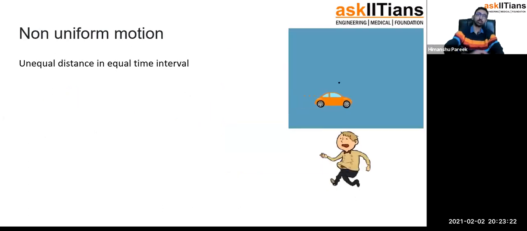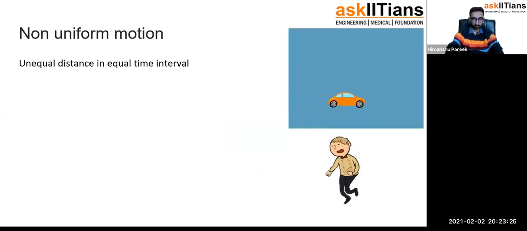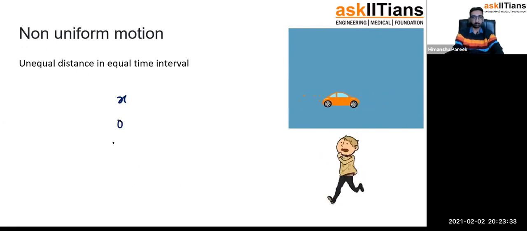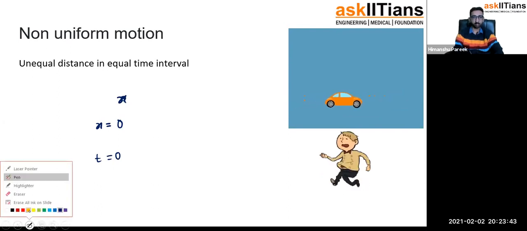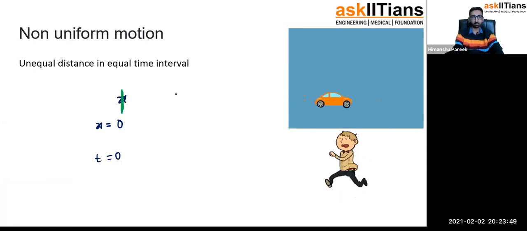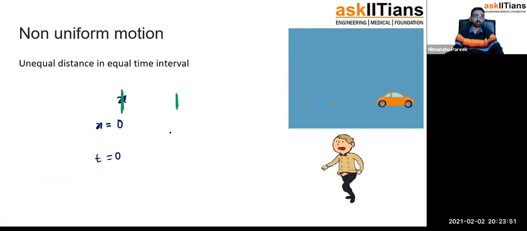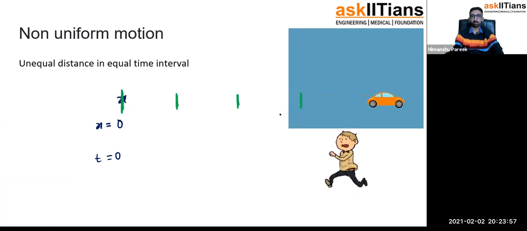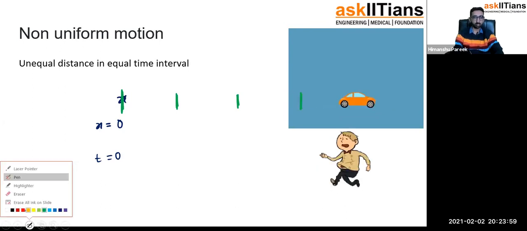Going ahead now, if a body covers unequal distances in equal intervals of time. Suppose x is equal to 0, time is equal to 0. Let us take x is equal to 0 here, time is equal to 0 here. Now let's say the car starts from here. After some time, the car comes to this location. Then the car comes to this location.